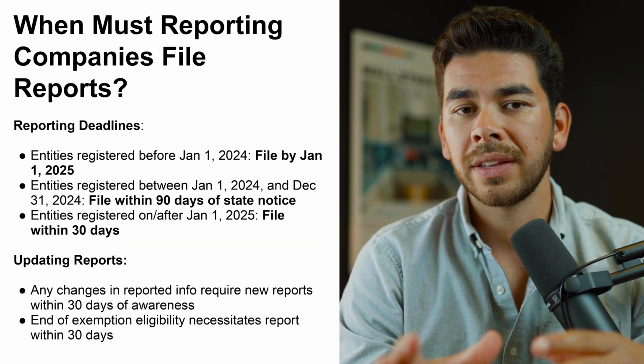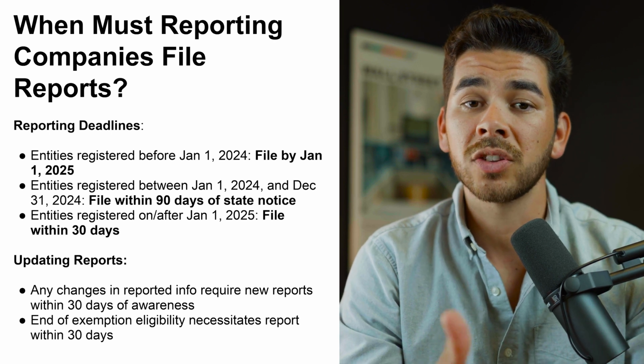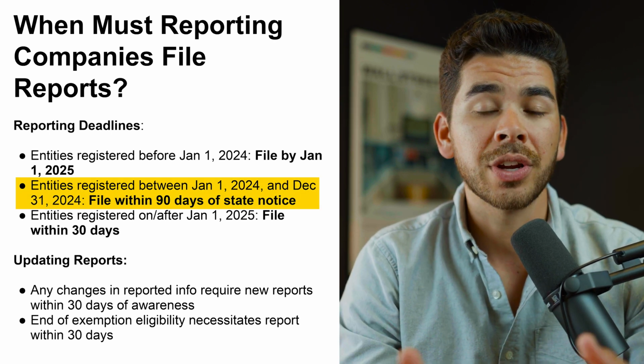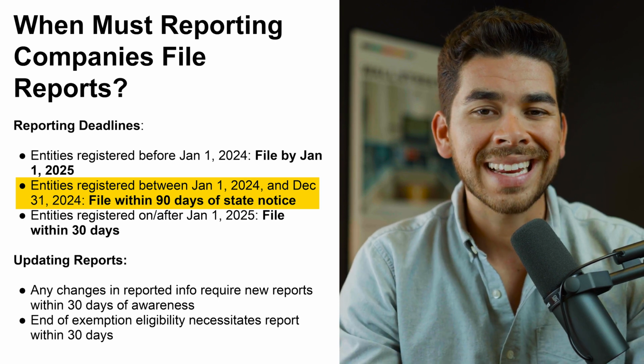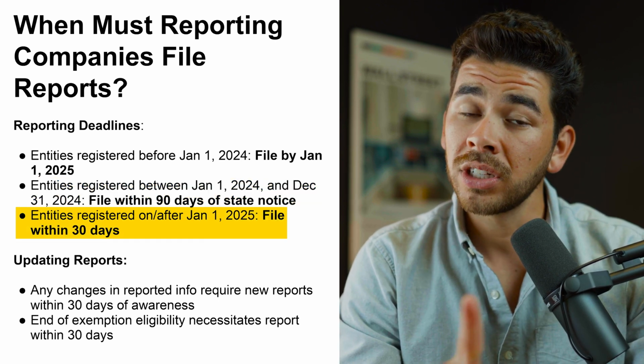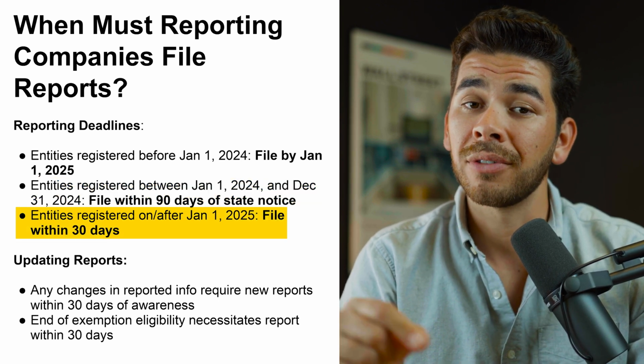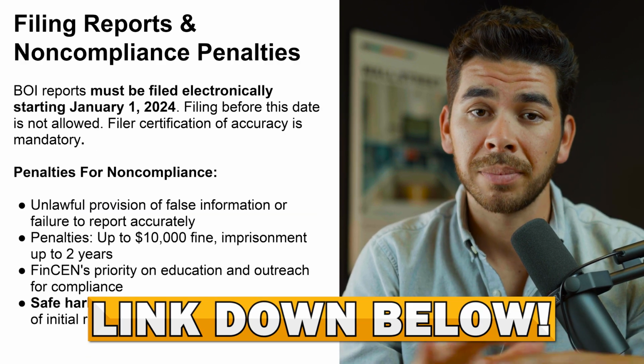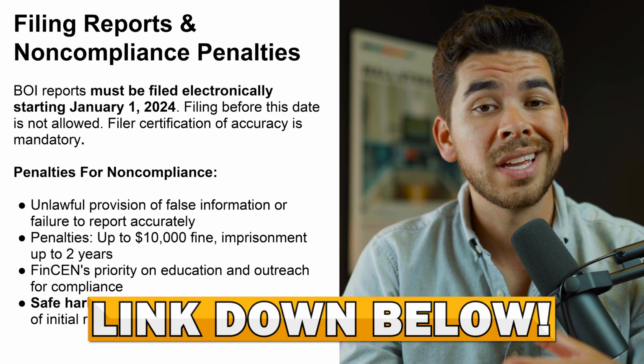Now, the dates for filing this get a little bit confusing, and it all depends on when your LLC was created. If your LLC was created anytime in the calendar year of 2024, then you have 90 days to file this report. But starting January 1st, 2025, you'll have 30 days to file this report. But for more information, go check out that video. It's completely thorough. It has all the information that you need about this report.